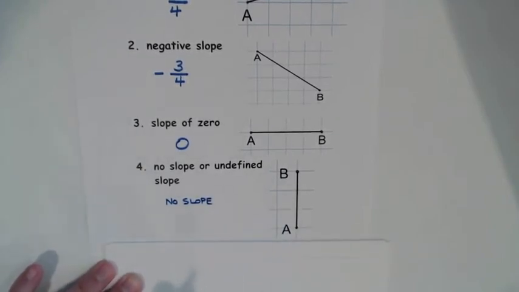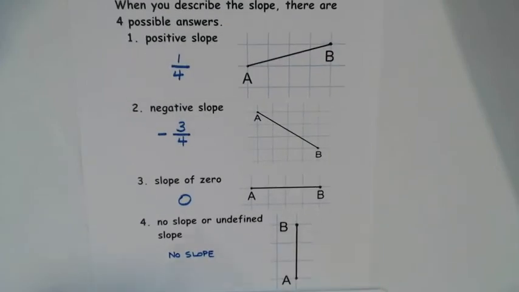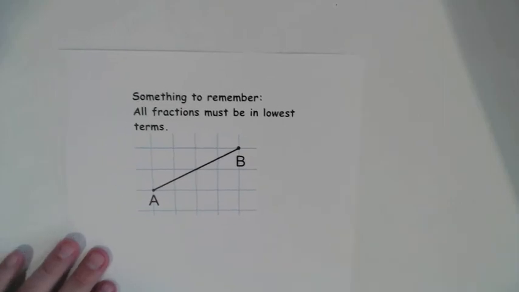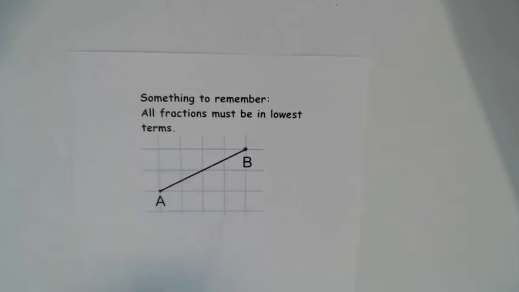Those are the different types of slope. These are the 4 possible answers that you can get. You could get a positive answer. You can get a negative answer. If it goes across, you write down 0, and one that goes up and down has no slope. One other thing you need to keep in mind. All fractions must be in lowest terms, especially if you're going to describe 2 slopes.